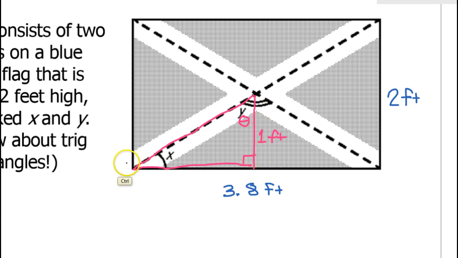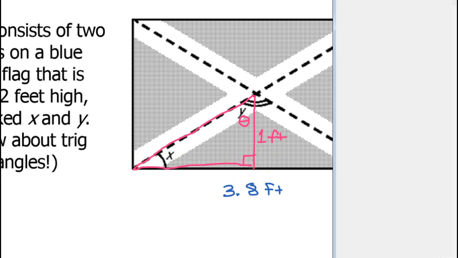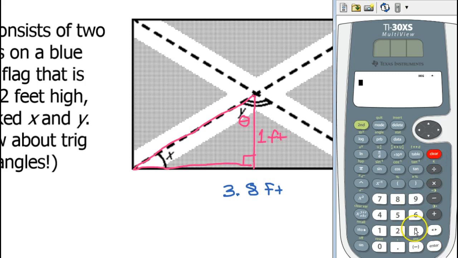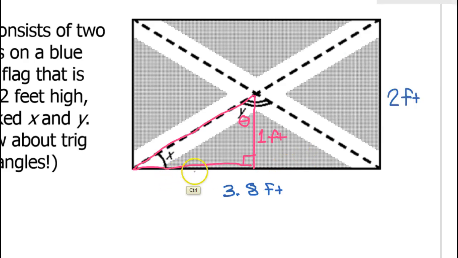Similarly, this bottom side of the triangle is half of the flag as well. So if I do 3.8 divided by 2, alright, that is 1.9. So that tells me that the bottom leg of this triangle is 1.9 feet. Okay, so this is a triangle that I can work with.